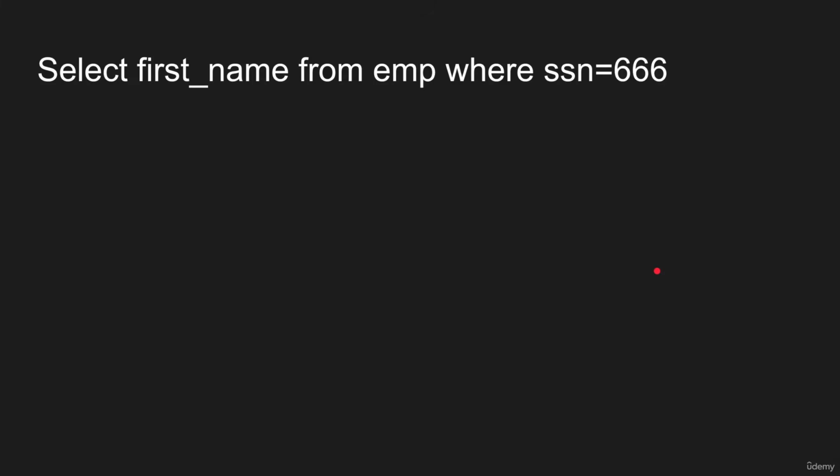So let's execute our first query against a row-oriented database. I'm looking for the first name of the employee where their social security number is 666.